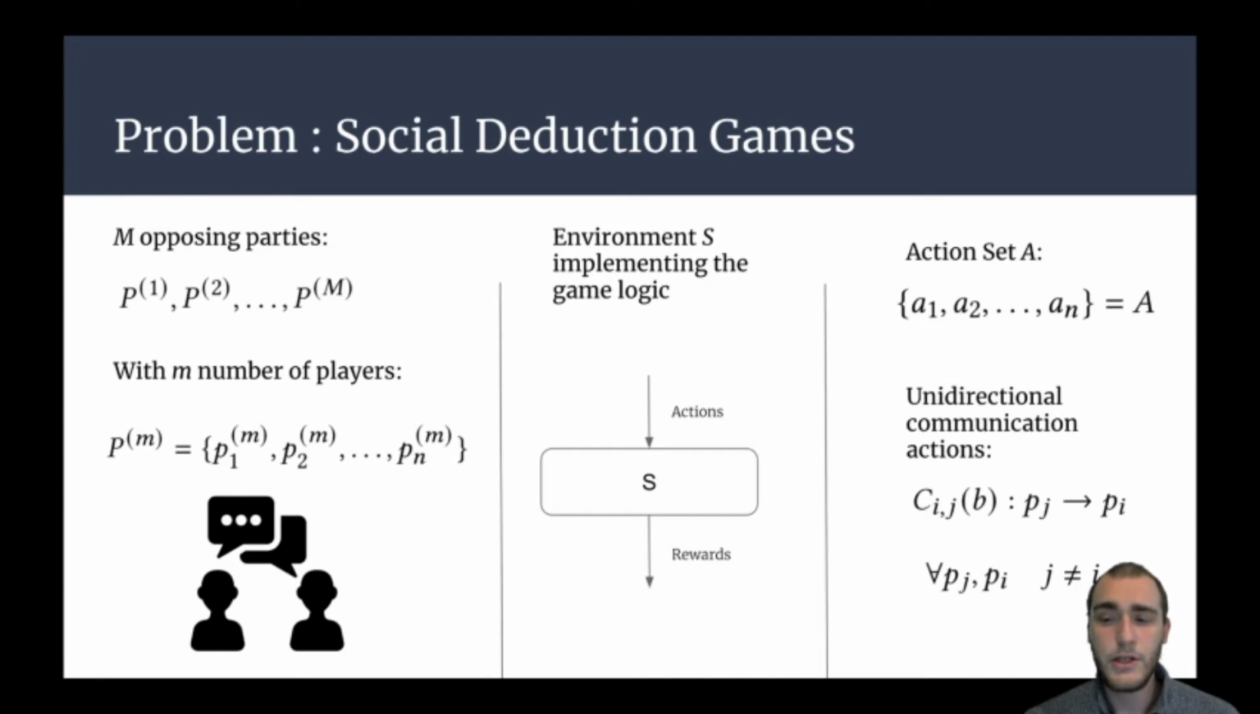Usually, in social deduction games, there is one party which is considered evil, while the other must cooperate in order to win the game. Next is the environment itself, S, which implements the game logic. It has the usual reinforcement learning settings, in which it takes as input a set of actions and returns some rewards. Finally, we define a discrete set of possible game actions, A, and a unidirectional communication channel, Cij, B, intended to convey some information B between two players, I and J.